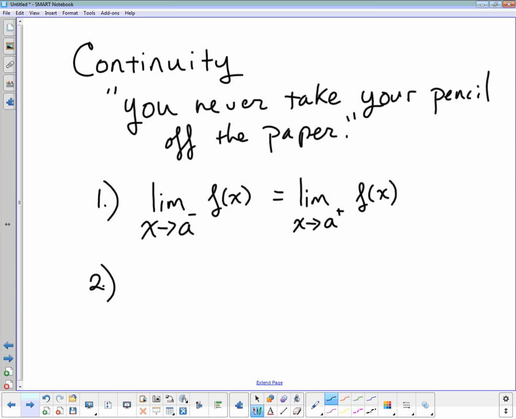Second, the function, the point, has to actually exist. But it can't be a hole, right? Because if you think about the idea behind a hole, if I was drawing my pencil on that paper, just like I did just there, I had to take the pencil off the paper because a point is missing. So therefore, that curve that I just drew, that sketch, is discontinuous.